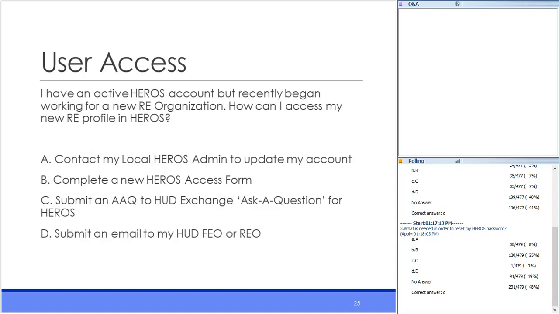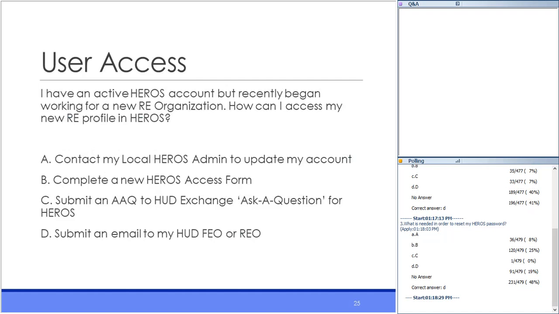All right, next question on user access is, I have an active HEROS account but recently began working for a new RE organization. How can I access my new RE profile in HEROS? A, contact my local HEROS administrator to update my account. B, complete a new HEROS access form. C, submit an AAQ to HUD Exchange, ask a question. Or D, submit an email to my HUD FBO or REO.